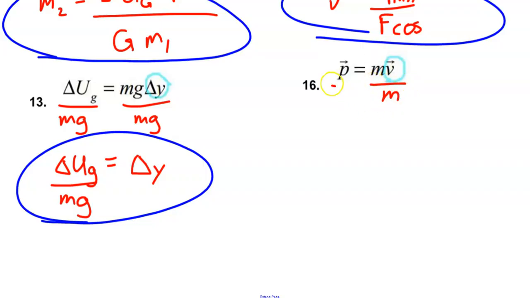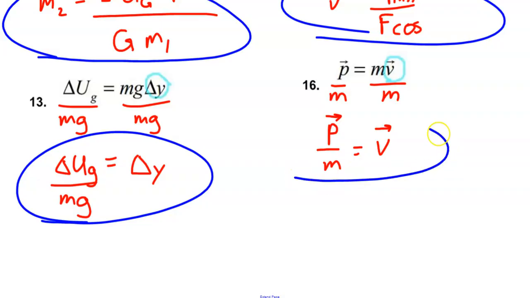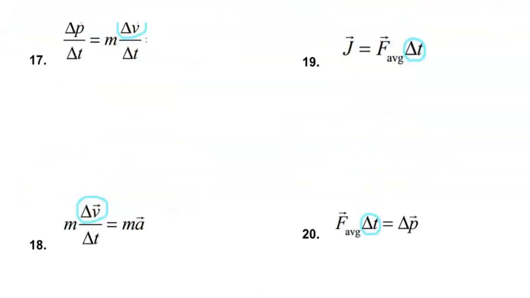Another easy one. Just divide by mass, and that will isolate v. So that will give us P divided by m equals v. If you want to bring the arrows along, you can. You don't have to. Okay, and circle that. Indicate it's the answer. That's great. All right, and we'll do the second page here.